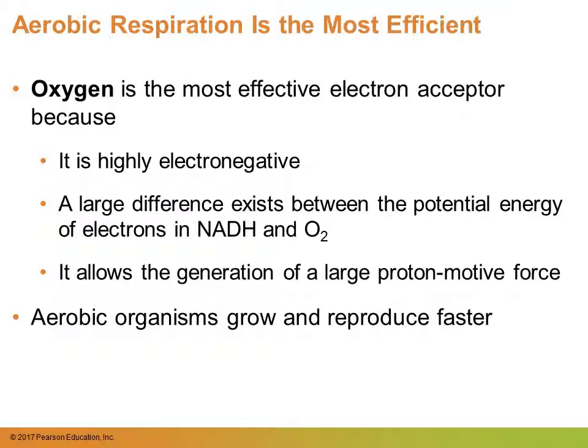As you can see from step 4, oxygen is the most effective electron acceptor because it's very highly electronegative. So there's a huge difference in potential energy between glucose and oxygen, and that difference creates a lot of energy. So therefore, aerobic organisms grow and reproduce much faster than those organisms that rely on fermentation.